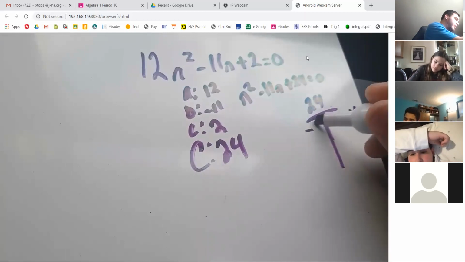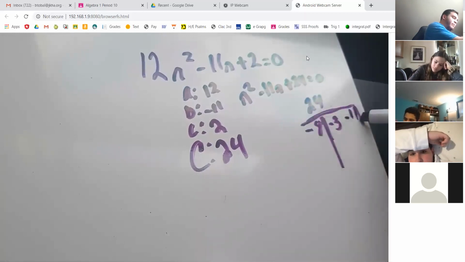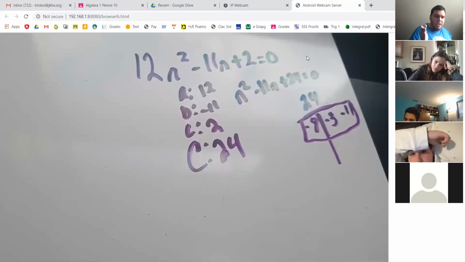Negative 8 and negative 3. Yes, I'm getting it on the first shot. You're not always going to get it on the first shot. That's okay. Try your best. Go through a couple of them if you need to.